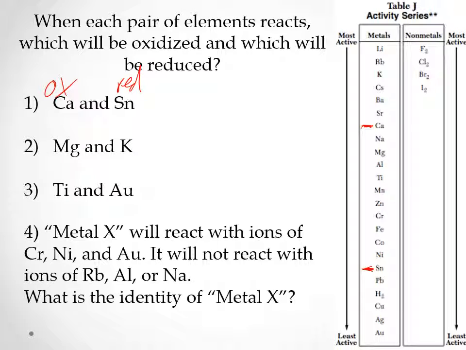Next example, magnesium and potassium. Potassium's all the way up here. Magnesium is a little bit farther down. So potassium will be the one that's listed higher and gets oxidized. Magnesium will be the one in that reaction that'll have to be reduced.